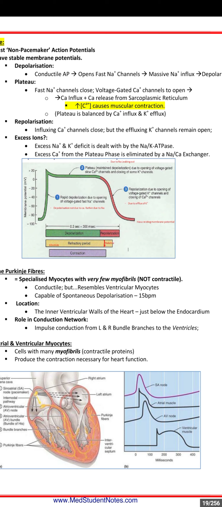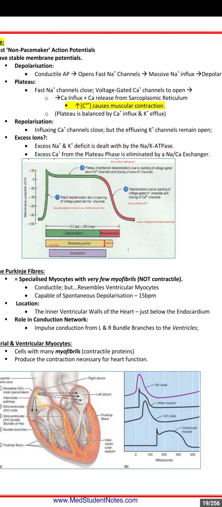So the calcium influx and the calcium release from the sarcoplasmic reticulum cause the muscle contraction. It is very important for how the muscle contracts. Both the calcium influx and the calcium release from the sarcoplasmic reticulum have the property of creating three calciums.